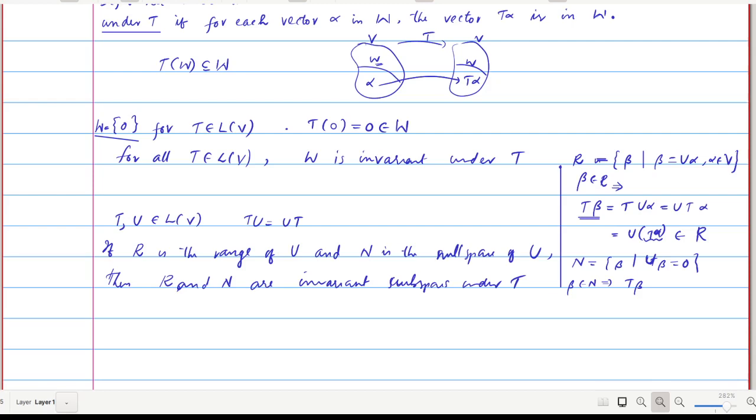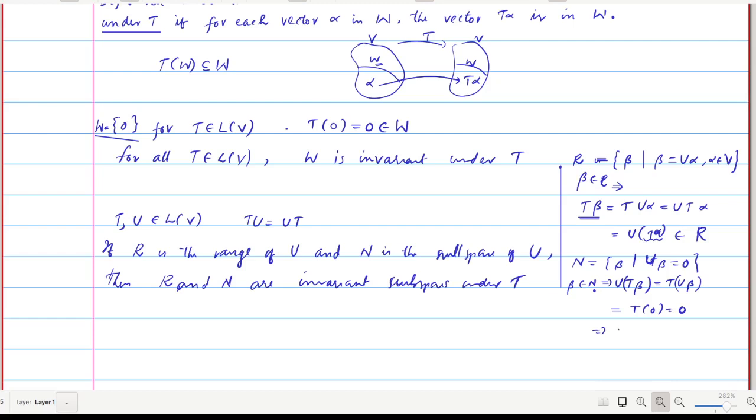So in order to get this T beta an element of N, we need to consider the image of this T beta under U. We will prove that U of T beta is equal to 0. U of T beta can be written as T of U beta, because T and U commute, and U beta is equal to 0 because beta comes from this N. So this implies T of 0, that is equal to 0. So whenever beta belongs to N, U of T beta is equal to 0.